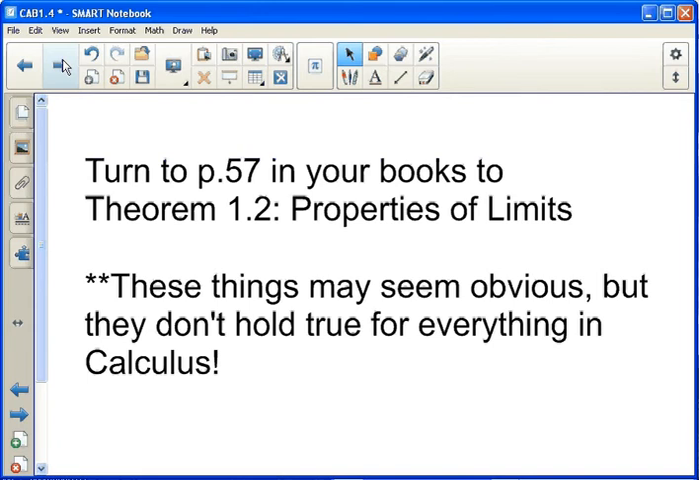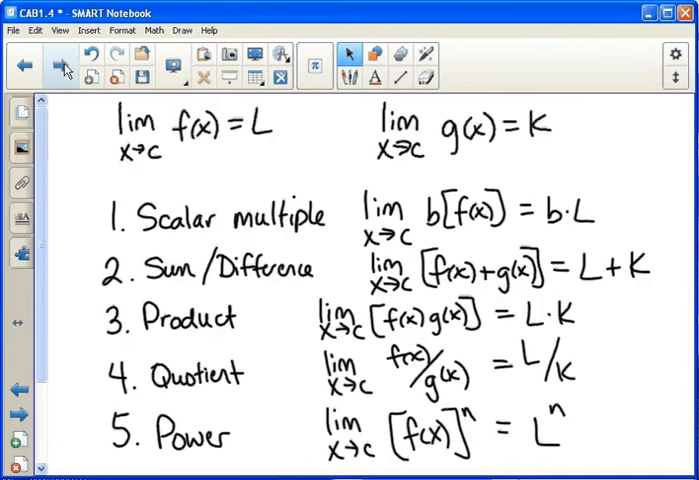But these things may seem really obvious, but they don't hold true for everything in calculus. We're going to be doing something called derivatives pretty soon, and all 5 of these properties do not hold for derivatives. Only 2 of them do. So this really is important to know when you are and when you are not allowed to do these things. So here's what the 5 of them say, and I'm going to try to maybe separate it here so it's a little easier to read.